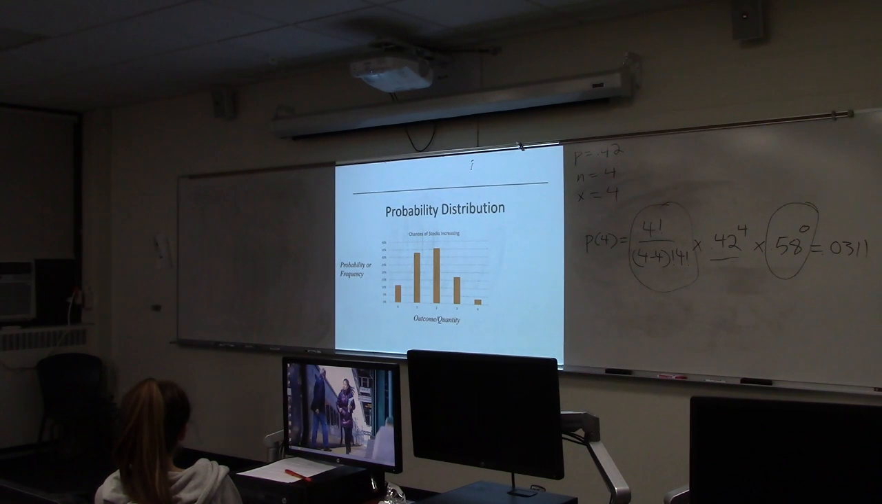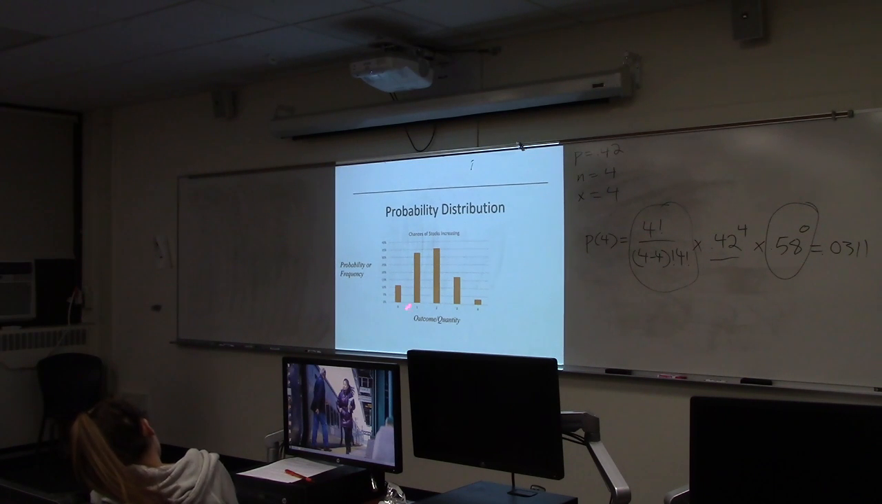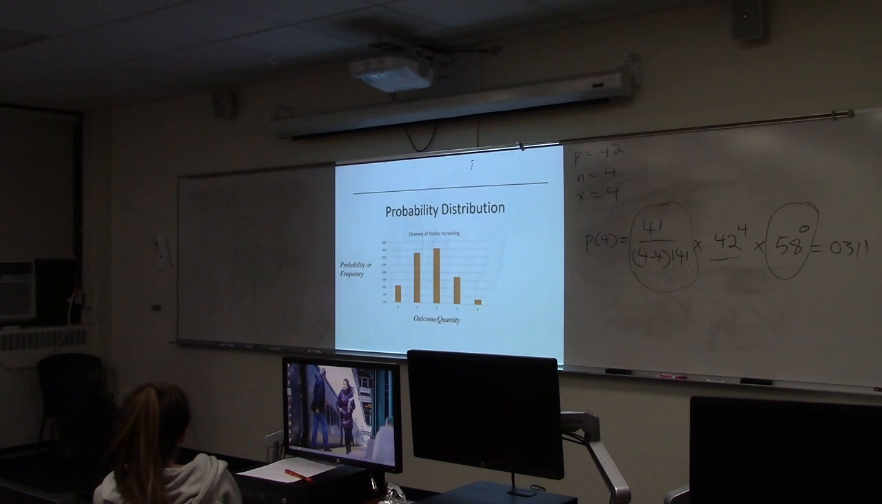So you pick 4 random stocks at the beginning of the day. What are the chances that all 4 of them decrease? 0 stocks increase. What's the probability of that happening? Yeah, about 11%.